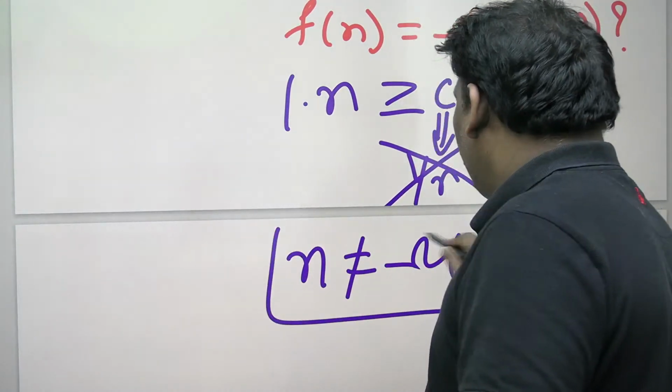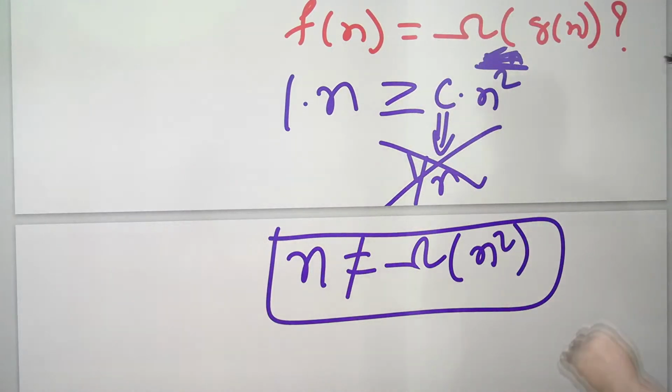N is omega of n square, not possible. Right? In the previous one, reverse big O was not possible. Now omega. Please check once. Anyone having any doubt, you can ask me.